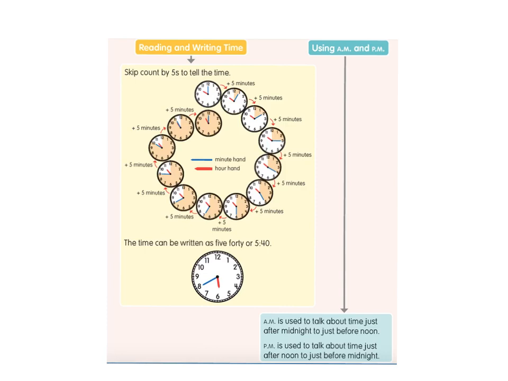So we learned two different things about time. We learned to read and write the time. Remember, we skip count by fives when we tell the time. We also learned to use AM and PM. Remember, AM is used after midnight and just before noon, so it's kind of like the morning. And then PM is used just after noon and right up to before midnight, so it's kind of like the afternoon.